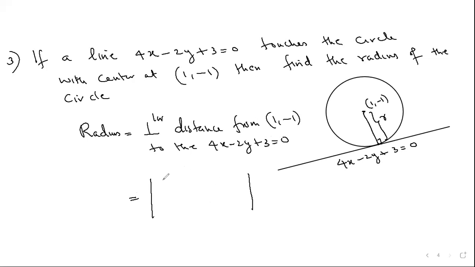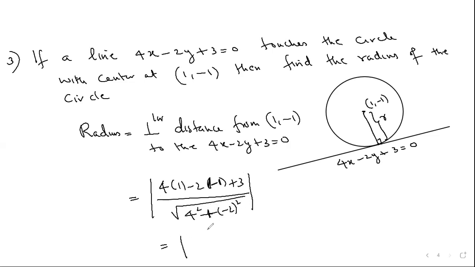Okay, let me check. 4 into 1 minus 2 into minus 1 plus 3 upon root of 4 square plus minus 2 square. See, be careful here. The minus 2 is squared, so you will get a positive number only. 4 plus 2 plus 3 upon root of 20. That became 4 plus 2, 6, 9 upon 2 root 5 unit.